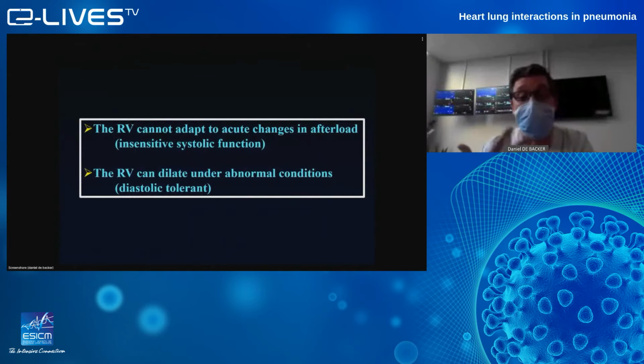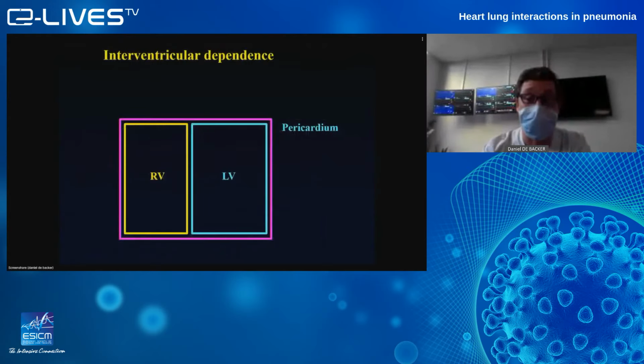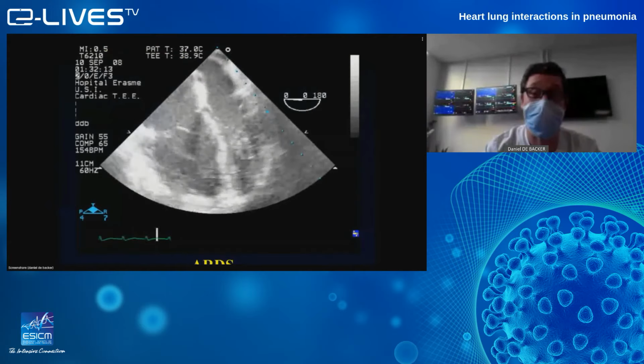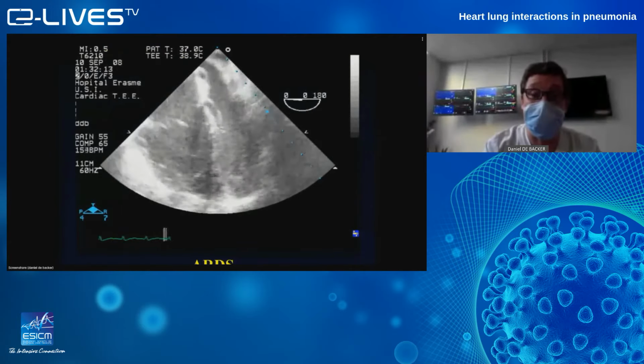And the right ventricle cannot adapt to acute changes in its afterload. And unfortunately, it dilates under abnormal condition. And this will have major implications because of the interventricular dependence. If the right ventricle dilates, this will have influence on the left ventricle. Indeed, we have here the dilation of the right ventricle and then the squeezing of the left ventricle that cannot really be filled adequately. And in these conditions, we have a decrease in the left ventricular stroke volume. And this is exactly what we see here in this patient.